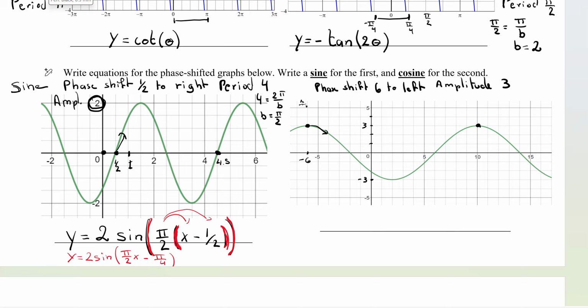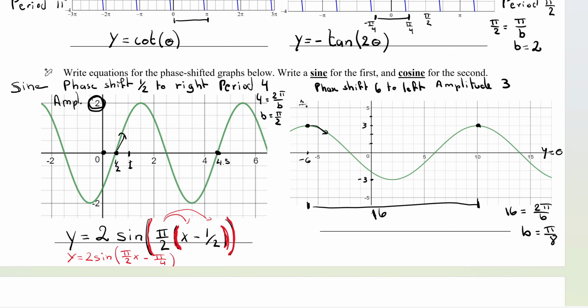And what else am I needing? I have the amplitude, the midline will be 0, right? Y equals 0, because we're 3 above, 3 below. And what would the period be? So if I start at -6 and I go all the way to 10 here for one full cycle, from -6 to 10, I would have a period, looks like, of 16, right? So 16 is equal to 2 pi over b, and therefore b is equal to pi over 8.